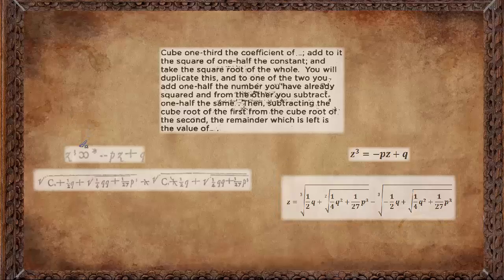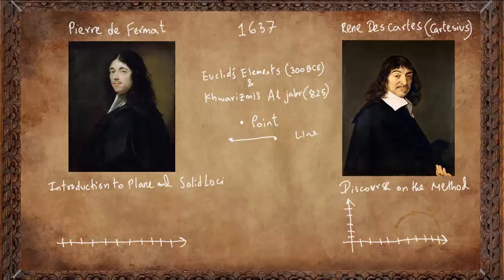One, this fish shape is the equation that we use today. This symbol is the cube root of today. This QQ is today written as Q squared. René Descartes had another advantage. While Fermat used one number line, René Descartes came up with a brilliant idea of using two number lines, one horizontal and another vertical.